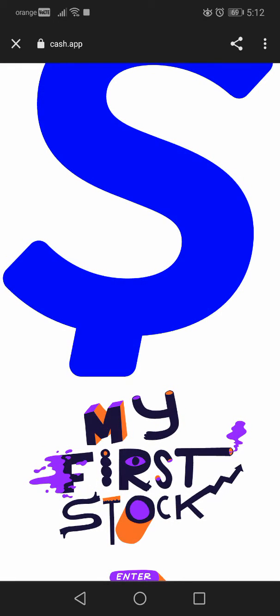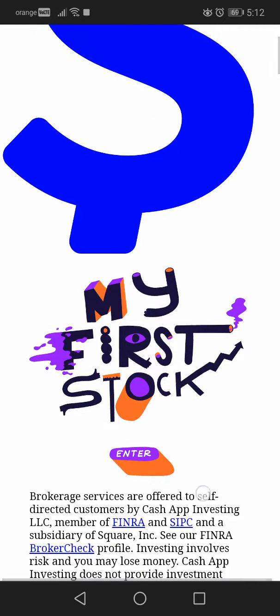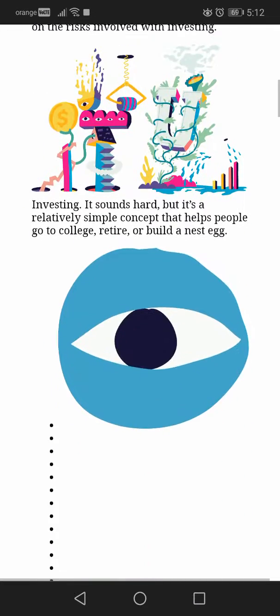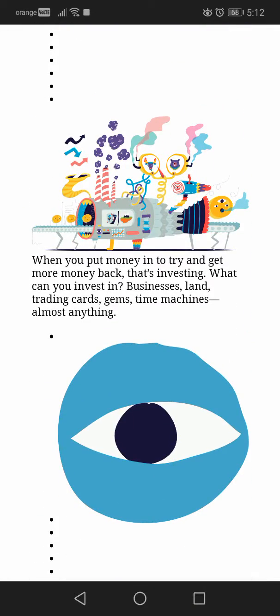When you open it, it will load the Cash App website. Wait a little bit for it to load, and here is the Cash App book about stock trading. So Cash App, my first stocks. Enter. Here is all the information, illustrations.